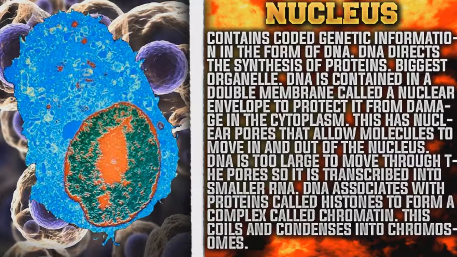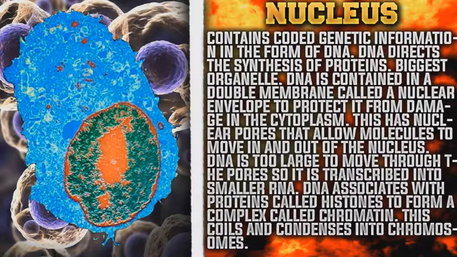So the nucleus is the largest organelle in the whole cell. The nucleus contains coded genetic information in the form of a DNA molecule. Now this DNA directs the synthesis of proteins. DNA is made up of different genes, and these genes code for different proteins.